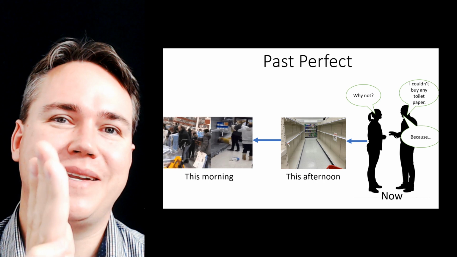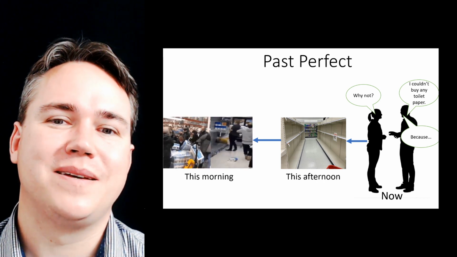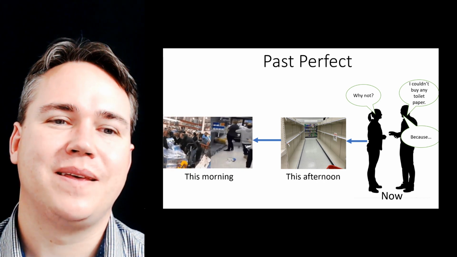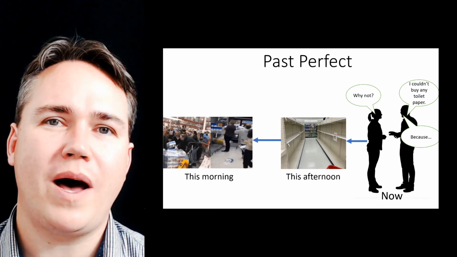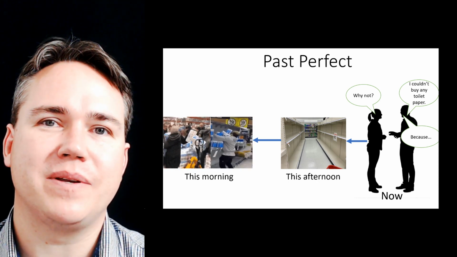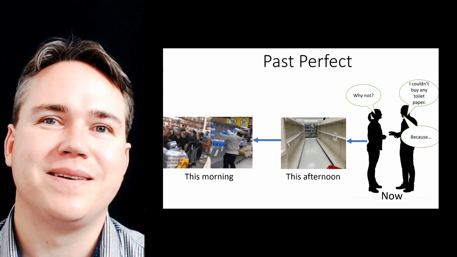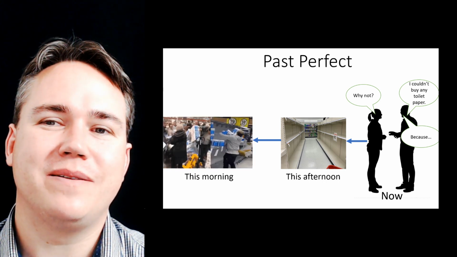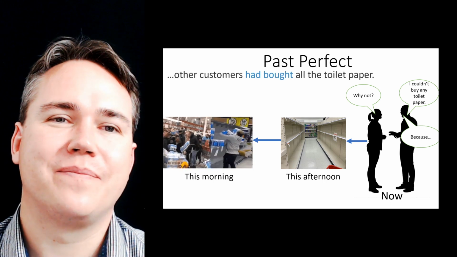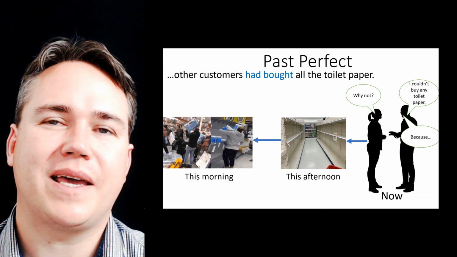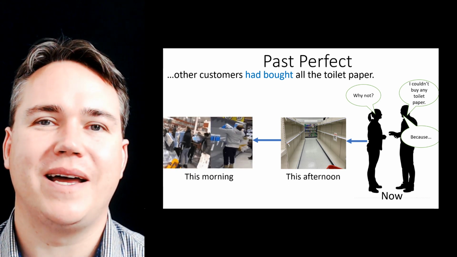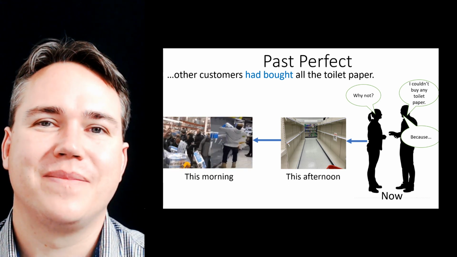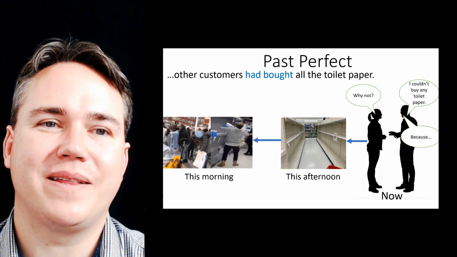Now I understand. So in this case, the guy couldn't buy any toilet paper. You're like, well, why? Why couldn't he buy any toilet paper? You just go to the shops and buy it. And then he says, well, because other customers had bought all the toilet paper. Right, now I understand. I understand perfectly.